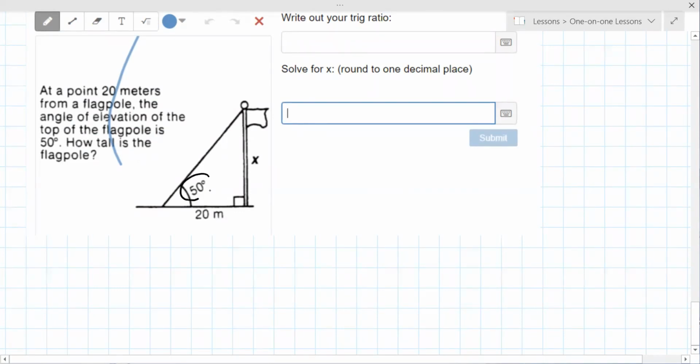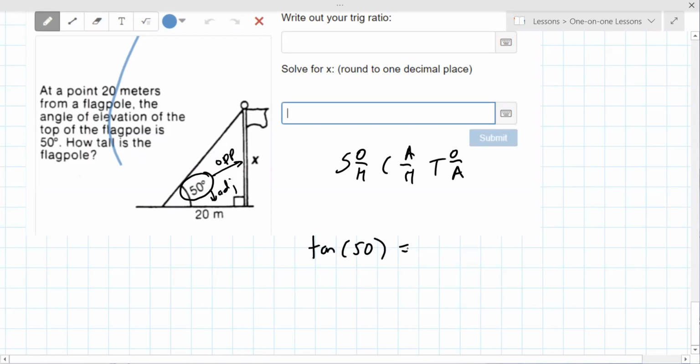But still, relative to this angle, what is x and what is 20? We got opposite and we got adjacent. So which trig function do you use when you have opposite and adjacent? Tangent. So it's the tangent of the angle, 50, equals what's opposite? Well, we got to decide, is it x or 20? We said it was x. And then adjacent is 20. And then we're going to solve for x.